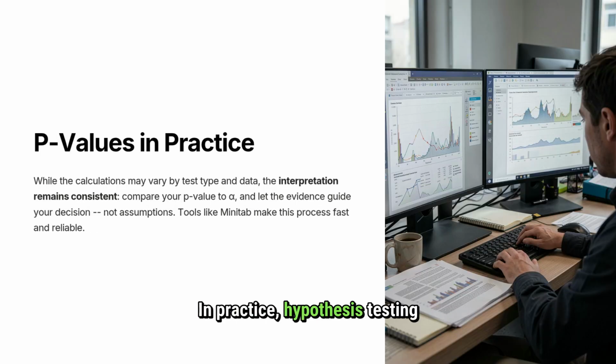In practice, hypothesis testing follows a simple principle. Compare the p-value to the significance level, alpha, and let the data guide the decision. While the calculations may vary depending on the type of test, the interpretation remains consistent. A small p-value indicates strong evidence against the null hypothesis, suggesting that the observed result is unlikely to have occurred by random chance alone. A large p-value indicates that the available evidence is not strong enough to conclude a significant difference or effect. For example, if alpha is set at 0.05 and the p-value is less than 0.05, we reject the null hypothesis. If the p-value is greater than 0.05, we fail to reject it.